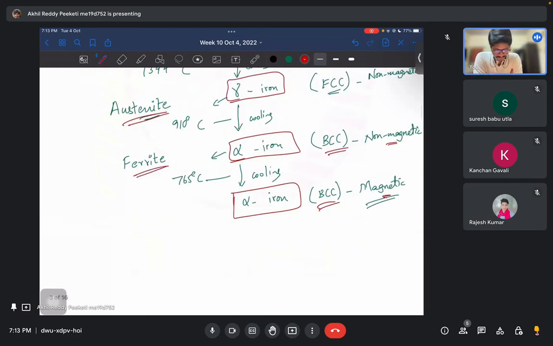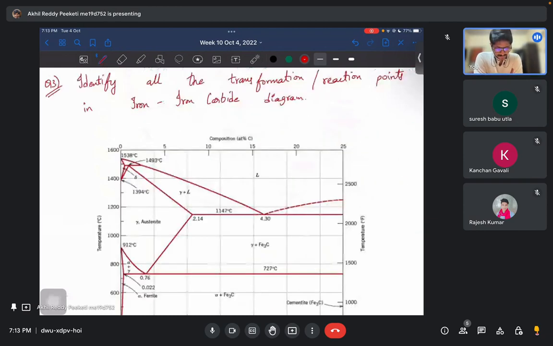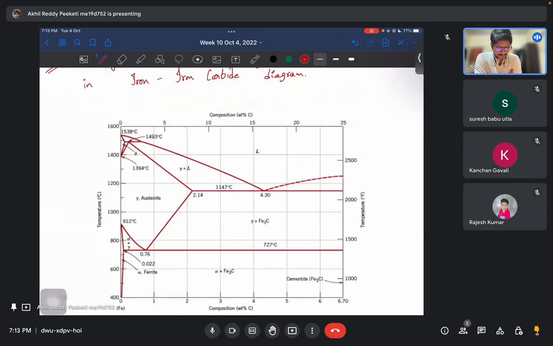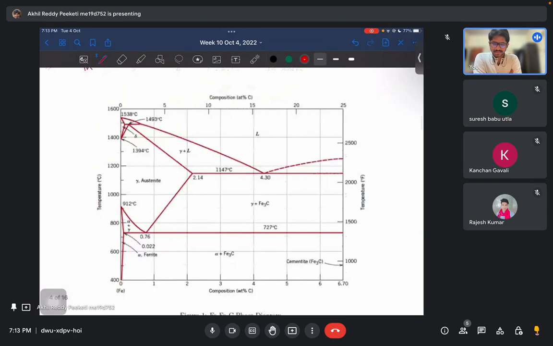Yeah. So now next question. Identify all the transformation or reaction points in the iron-iron carbide diagram. So we have seen these different reaction points, right? Monotectic, eutectic, eutectoid, peritectic, peritectoid. Now we have to find if such points exist in this iron-iron carbide diagram. Okay. So take a minute to look at this diagram and then we will see the points.